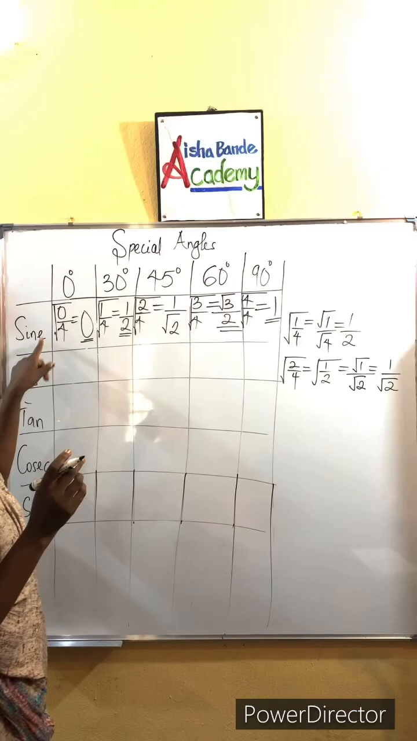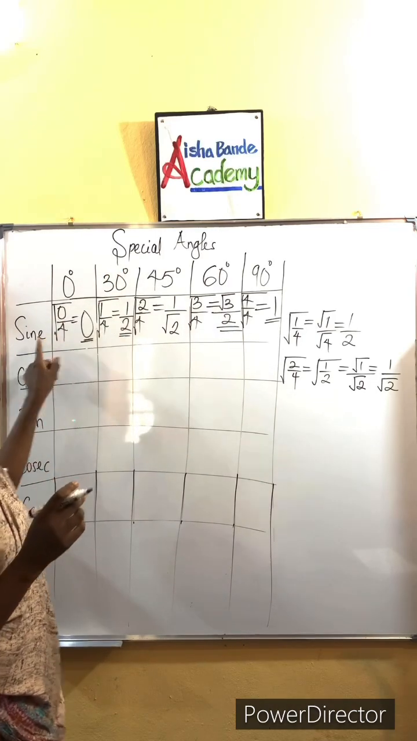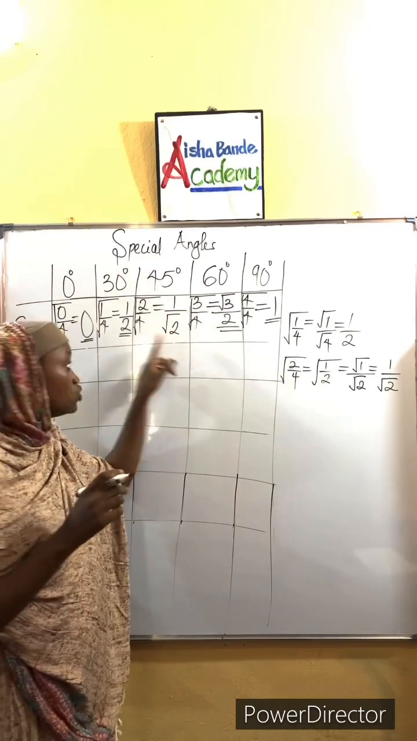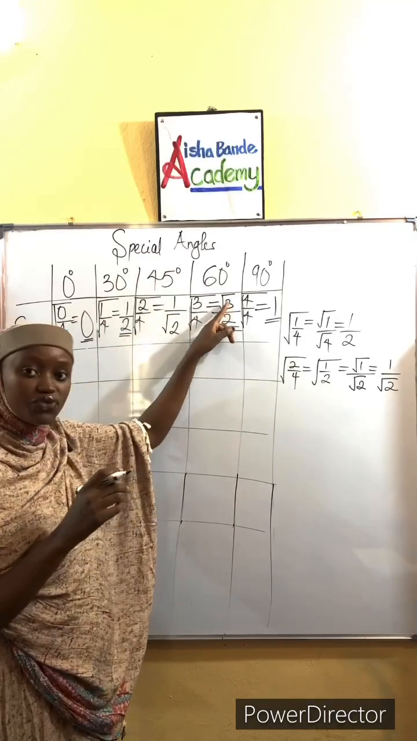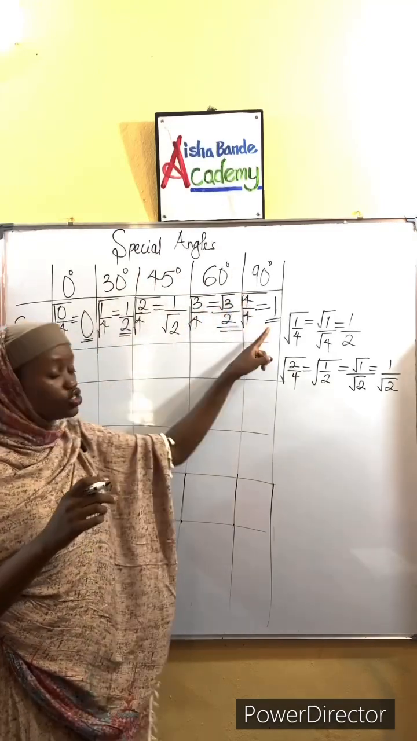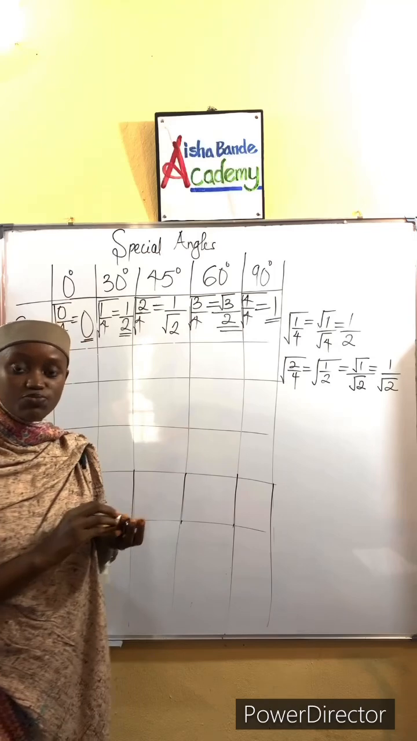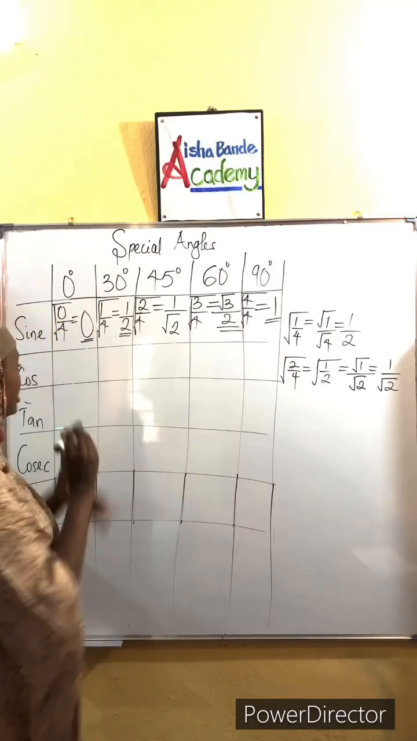Sine 0 is 0. Sine 30 is 1 over 2. Sine 45 is 1 over root 2. And sine 60 is root 3 over 2. While sine 90 is 1. So this is how you find the special angles for sine.